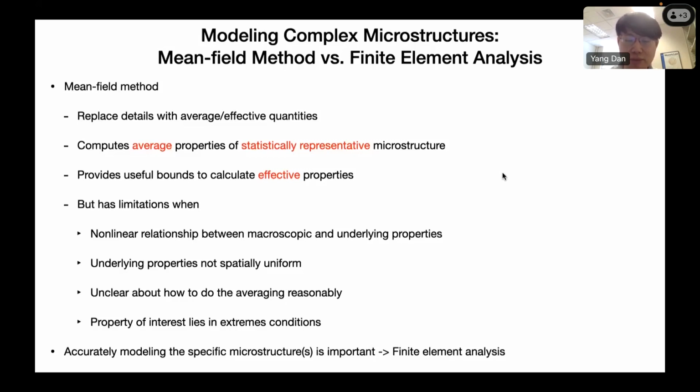Sometimes people are just interested in properties that rely on extreme conditions. For example, materials failure. In materials failure, we just care about the extremes of the stress distributions, which has not too much to do with the average distribution of the stress. So we need to use some other accurate modeling method that can reflect the specific microstructures. Which brings us to the finite element analysis. This is the reason why we want to look at the finite element analysis in real engineering problems.